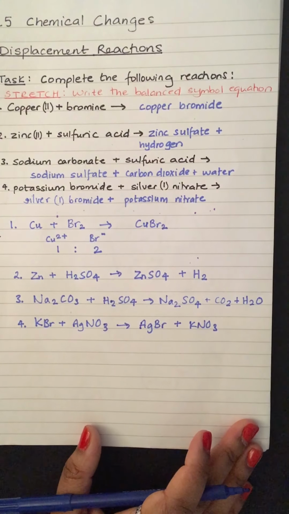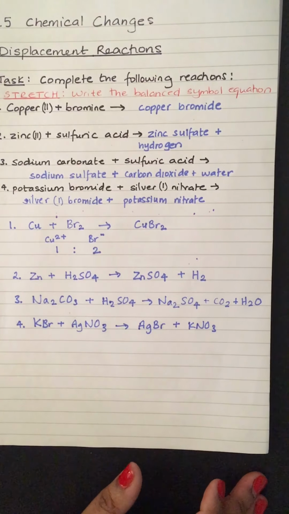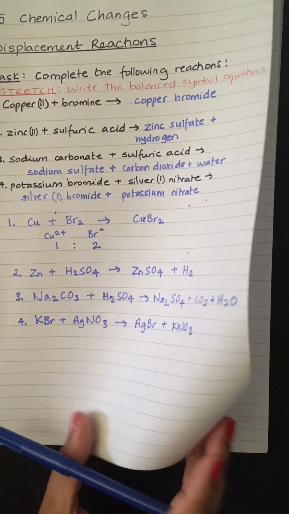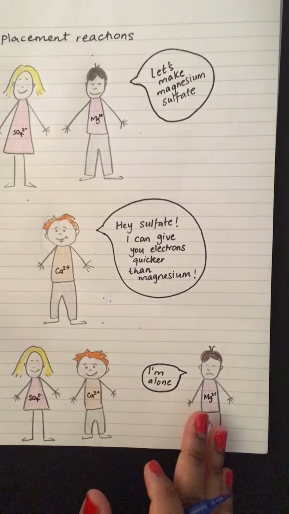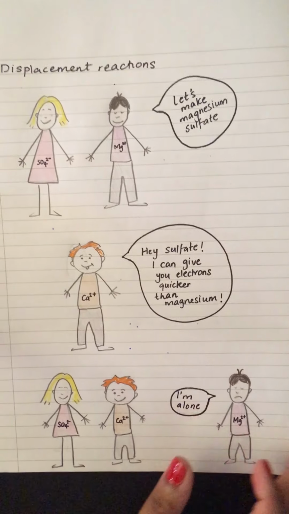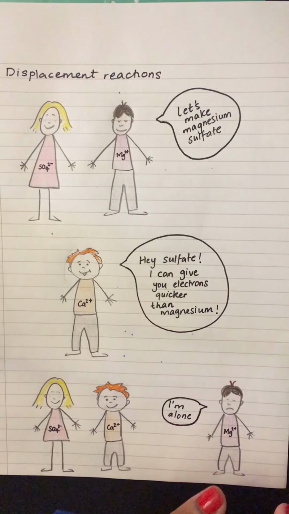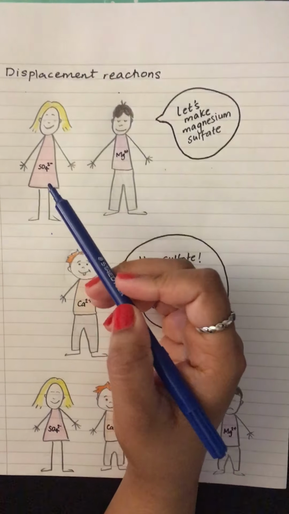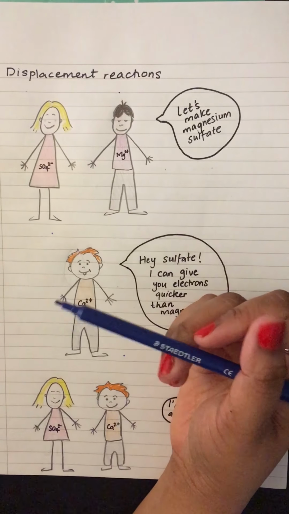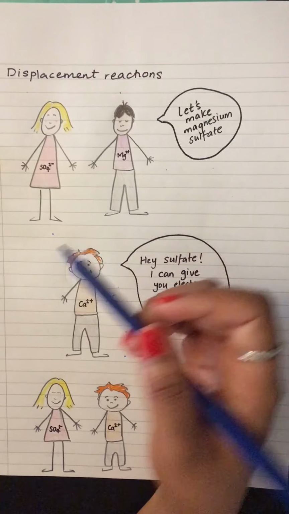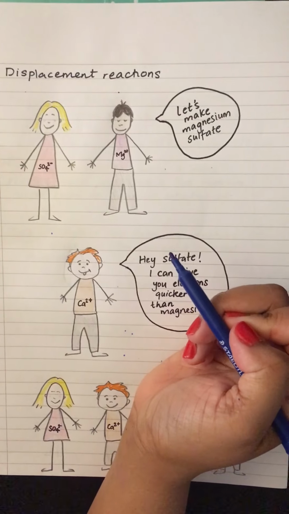Okay, let's move on to displacement reactions. So I've got a bit of an animation here, so I'm sure you'll be very impressed with my drawing skills. We've got here an illustration to really help us understand what displacement reactions are. So we've got sulfate, and let's say that sulfate is a female, okay? And sulfate, if we remember from part 1, has a -2 charge.